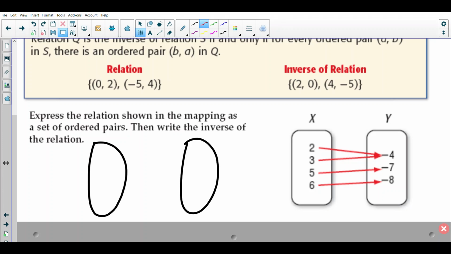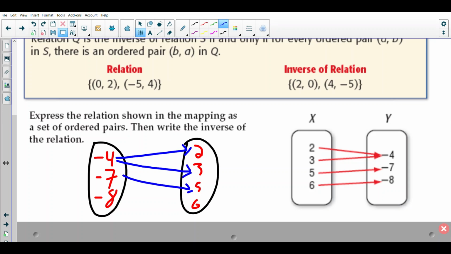So in the first bubble, I'm going to write negative 4, negative 7, negative 8. The other one, 2, 3, 5, 6. And I'm just going to reverse the arrows. So 4 will go to 2, and it'll go to 3. Negative 7 will go to 5, and negative 8 will go to 6. And that's all an inverse is. You literally just switch the x and the y values.